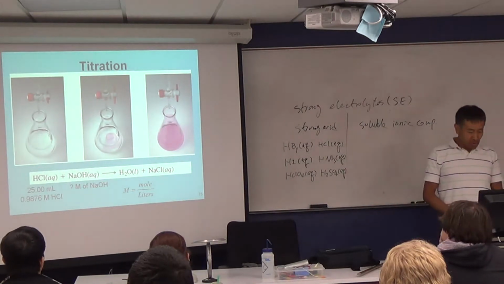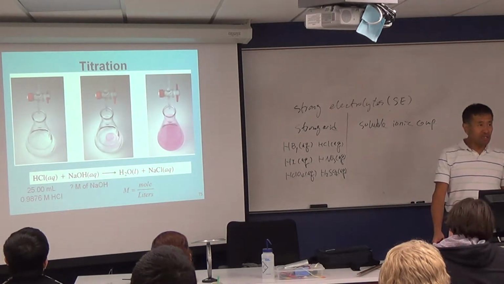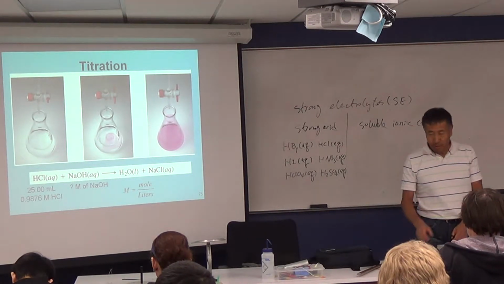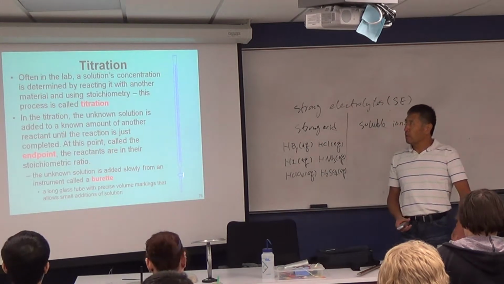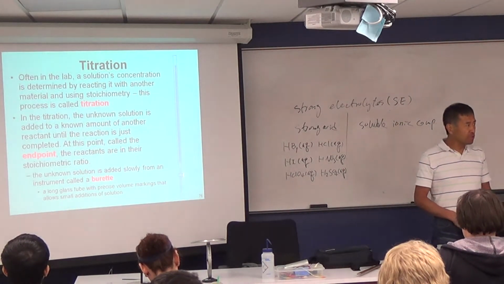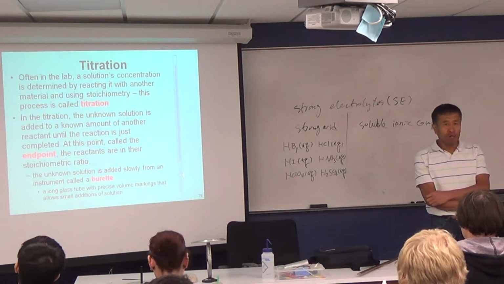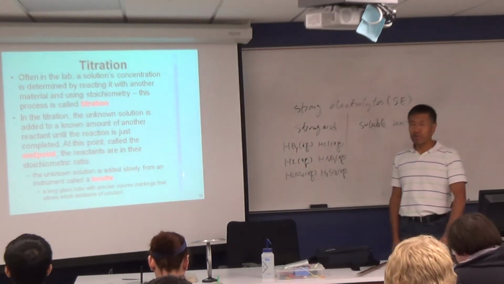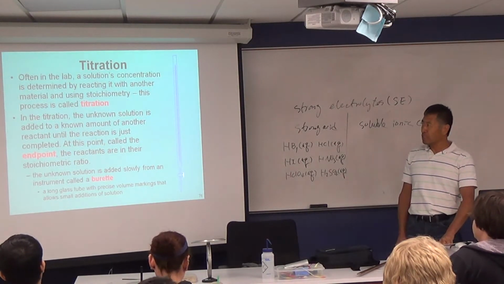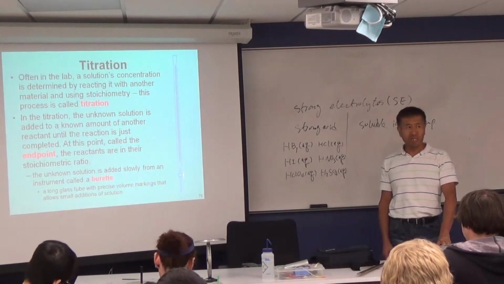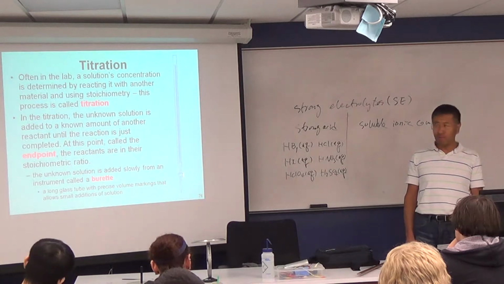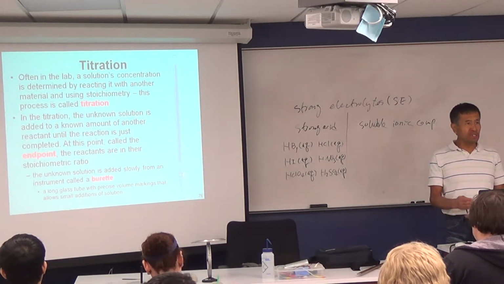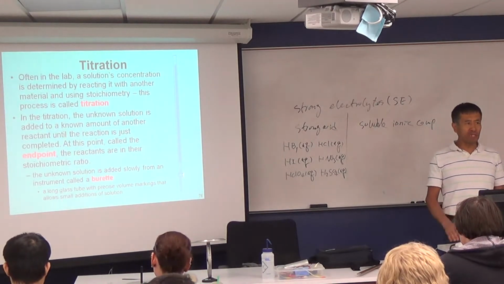Right. So once you study the acid-base reaction, you use a lot of time in the titrations. Okay? In the titrations. Titration is a technique often used in the lab to find out the concentration of a solution. In the titration, the unknown solution is added to a known amount of another reactant until the reaction is just complete. And then at that point, you will know how much of both reactants was used.